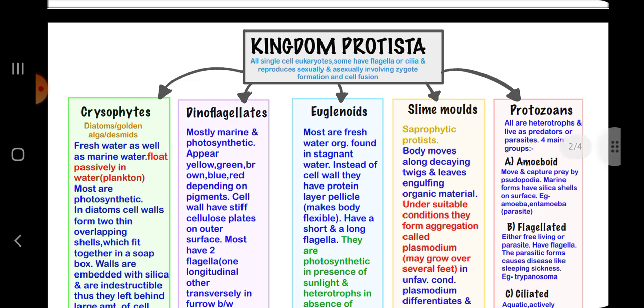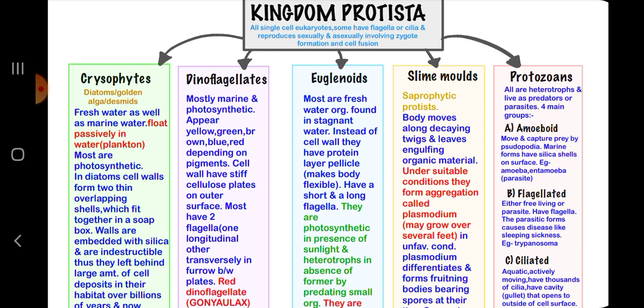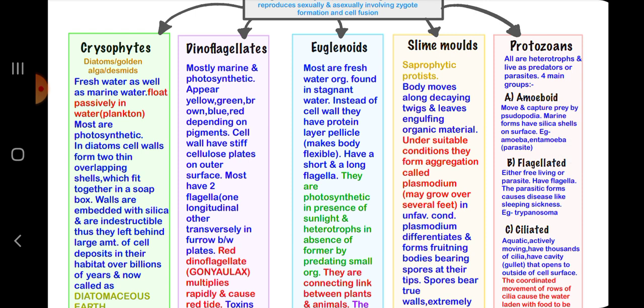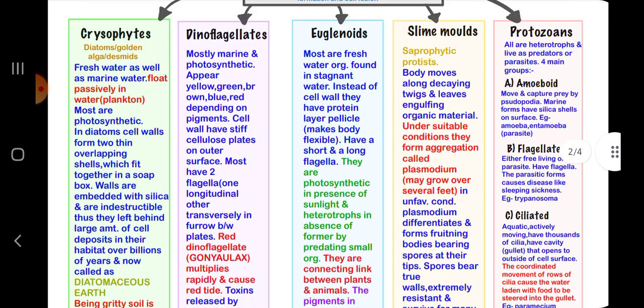Kingdom Protista is all single-cell eukaryotes. Some have flagella or cilia and reproduce sexually and asexually, involving zygote formation and syngamy. That is divided into chrysophytes, dinoflagellates, euglenoids, slime molds, and protozoans. Then protozoans are also classified into amoeboid, flagellated, ciliated, and sporozoans. Chrysophytes are diatoms or golden algae.